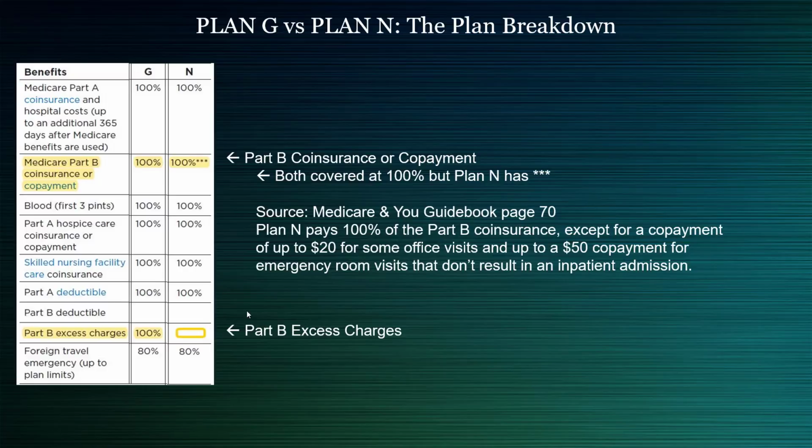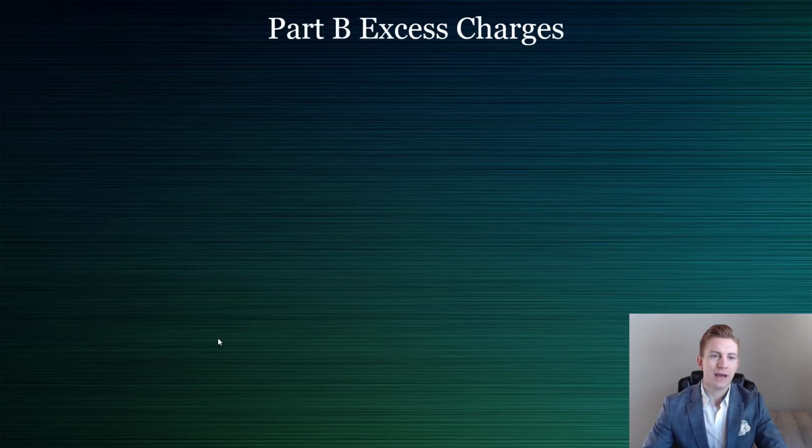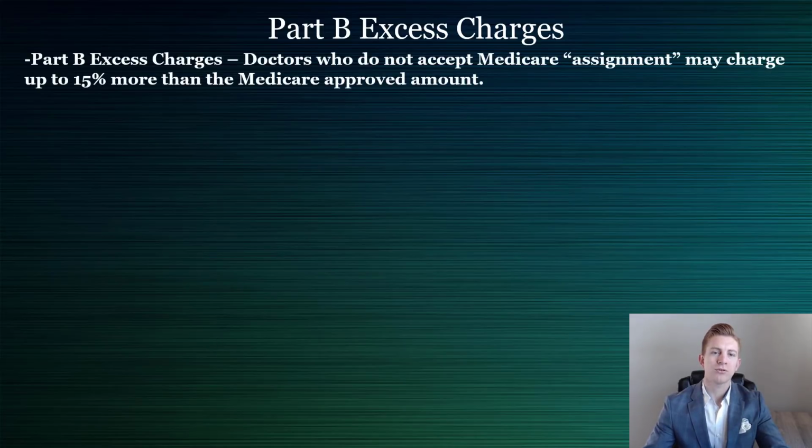So what are Part B excess charges? Well, let's take a deeper dive into that. Part B excess charges is, for example, if a doctor does not accept the Medicare assignment, or whatever the Medicare approved amount is, they may charge you up to 15% more than what that Medicare approved amount is.